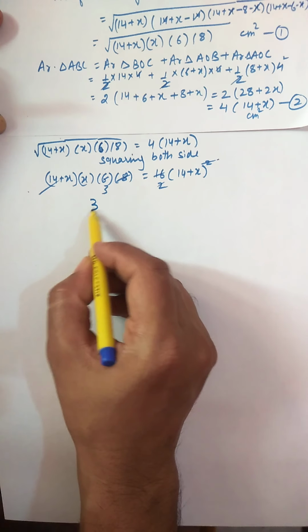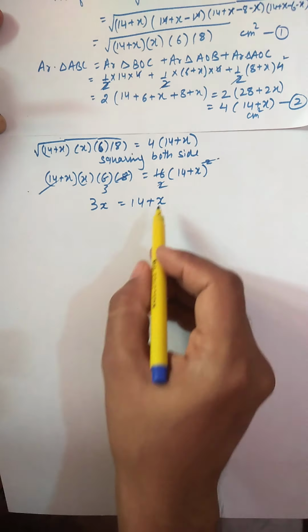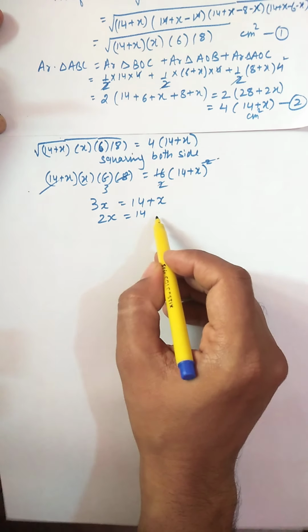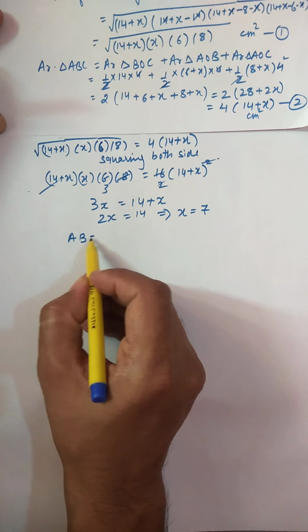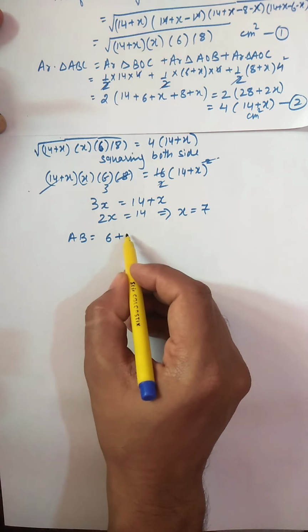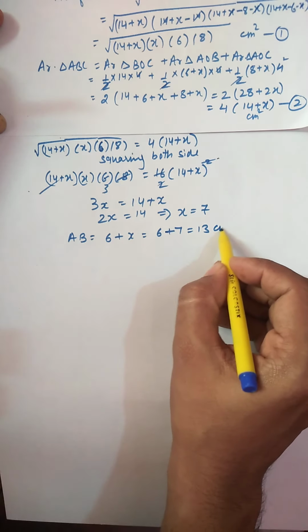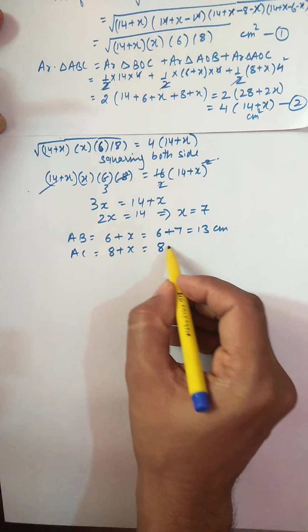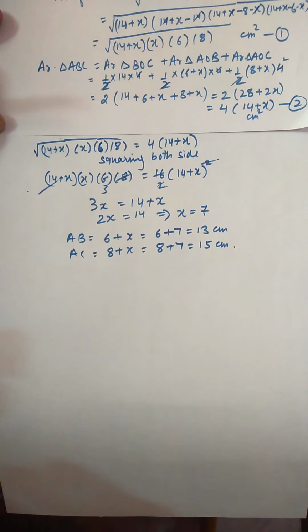So this side this is 3x left, and this side this is 14 plus x left. So you can find the value. This is now 2x, you bring x this side, this is equal to 14. So x is going to be 7. So your AB now it will be 6 plus x, so it means 6 plus 7, this is equal to 13 centimeter, and AC is 8 plus x, so this is 8 plus 7, this is equal to 15 centimeter. So this way you have got both the sides AB and AC.